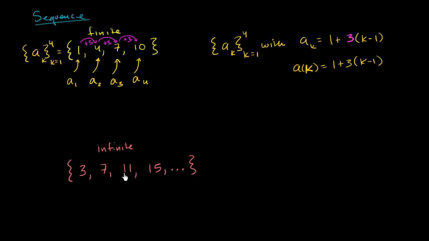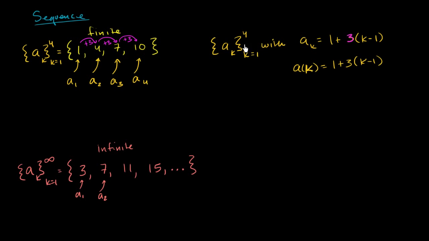Now, how would I denote this business right over here? Well, I could say that this is equal to a sub k. People tend to use a, but I could use the notation b sub k or anything else, but I'll do a again. A sub k, and here we're going from our first term, so this is a sub 1, this is a sub 2, all the way to infinity.